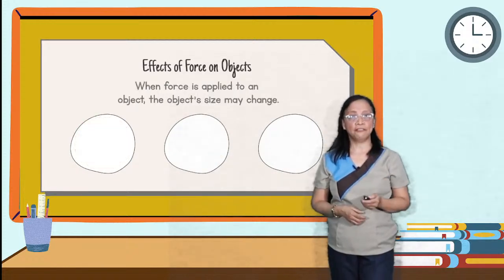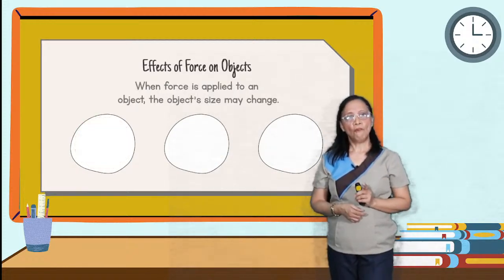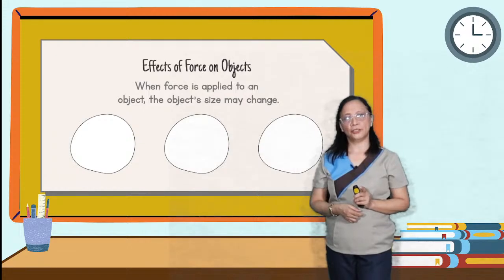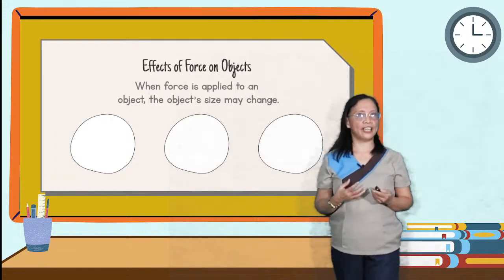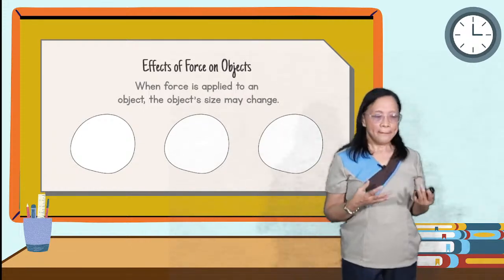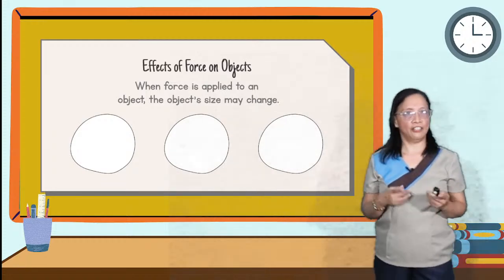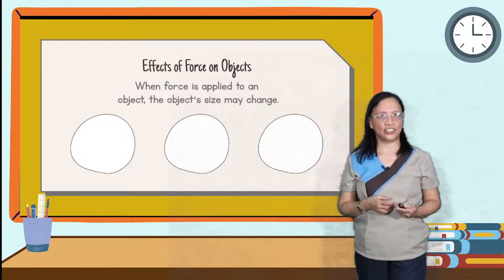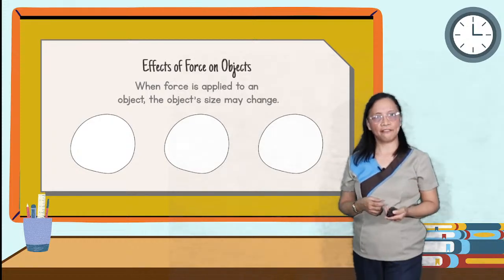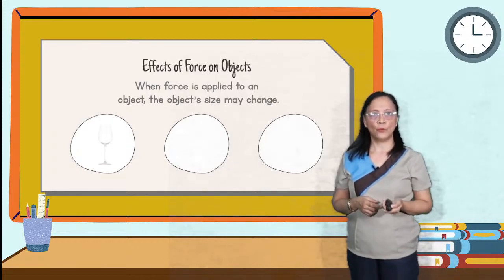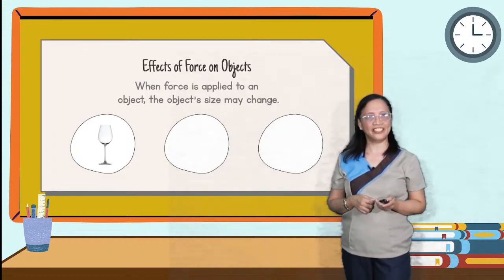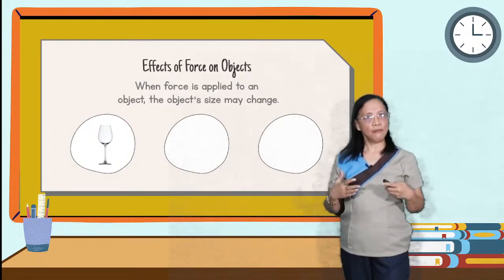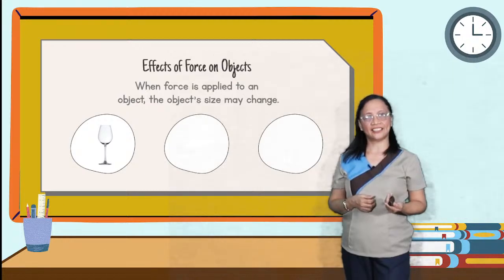Let's have the second effect. When force is applied to an object, the object's size may change. Let's have some examples. Number 1. What do you see on the screen? A goblet, or allow me to use the word glass.